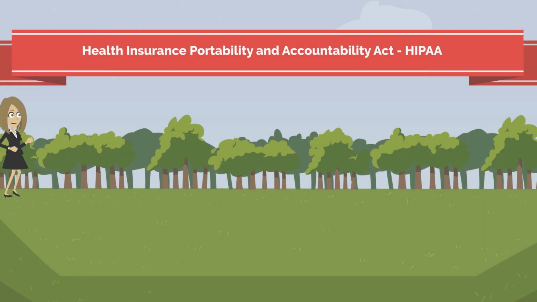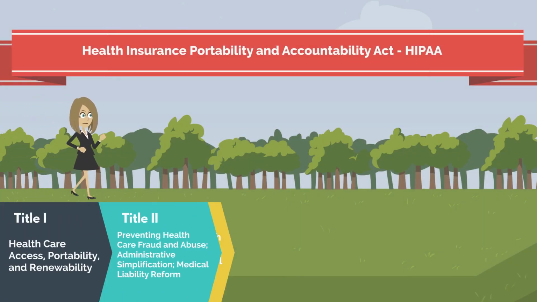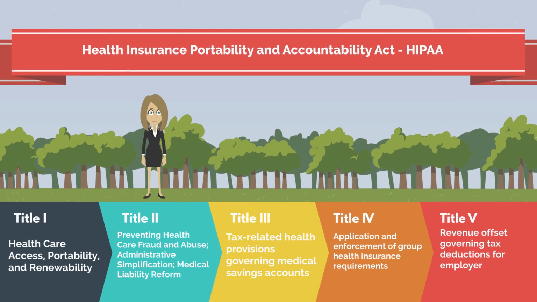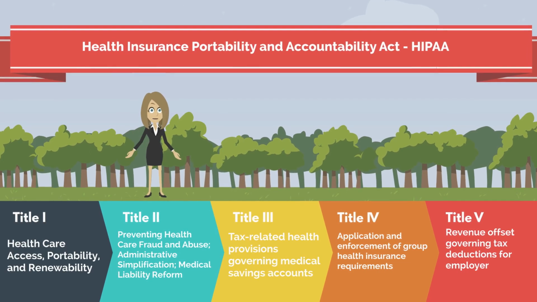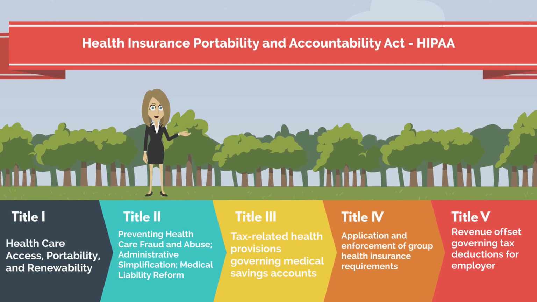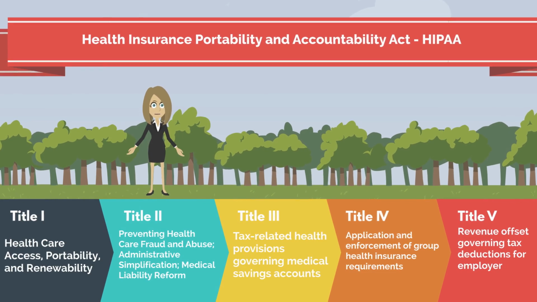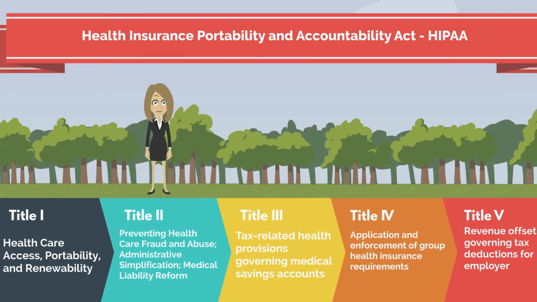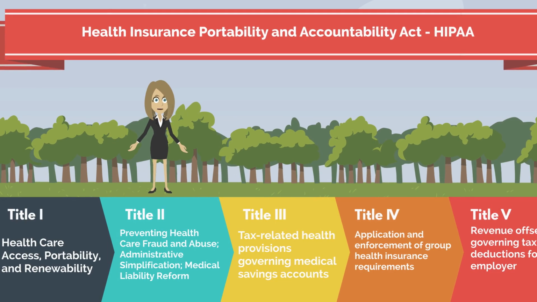There are 5 titles to this act, but as for today, we will focus on Title II. Title II requires the Department of Health and Human Services to increase the efficiency of the healthcare system by creating new standards for the use and dissemination of healthcare information.